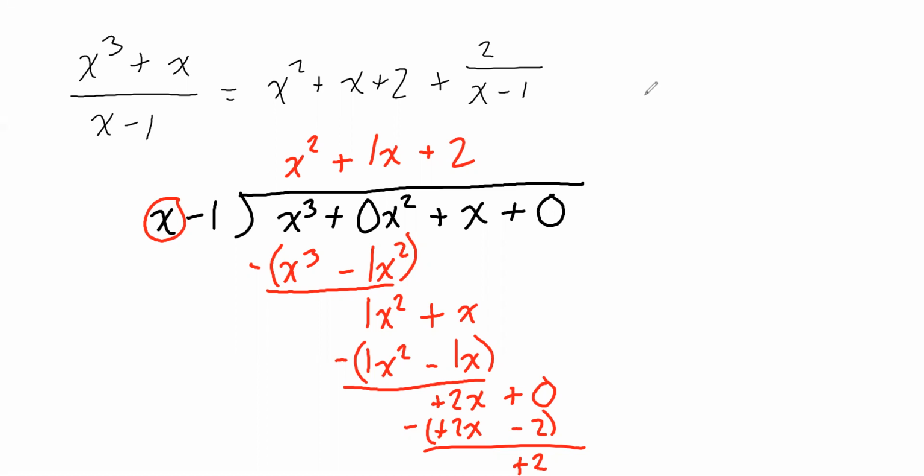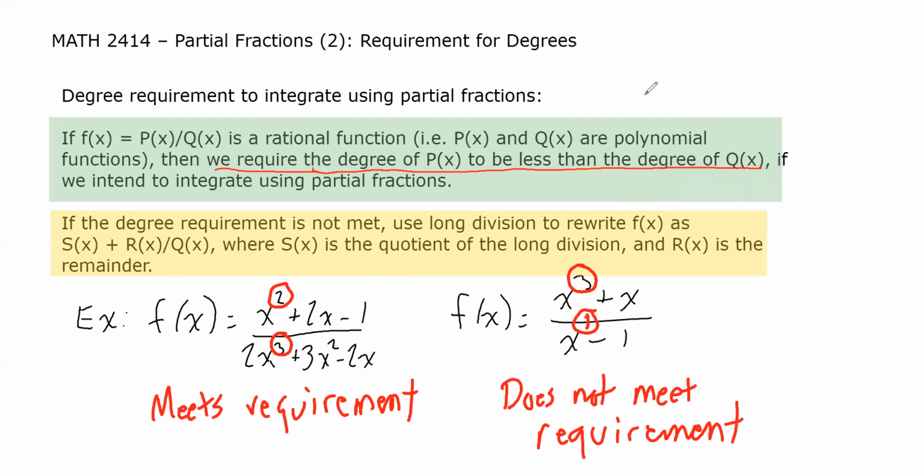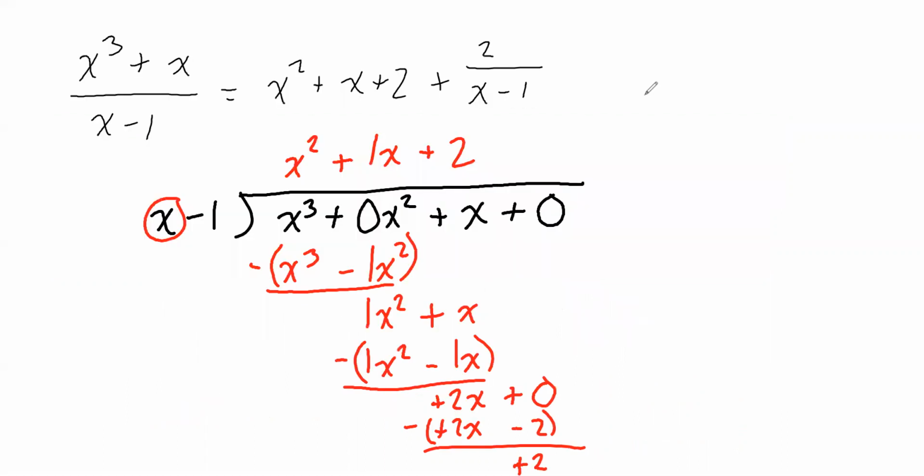I do want to go back and remind you what we were attempting to do. You're going to integrate a rational function, one polynomial over another. You must have a greater power in the denominator in order to try partial fractions. And if you don't, then use long division to rewrite the rational function as a polynomial. In this case, the polynomial is x squared plus x plus 2, plus a rational function that does meet the requirements for integrating by partial fractions.